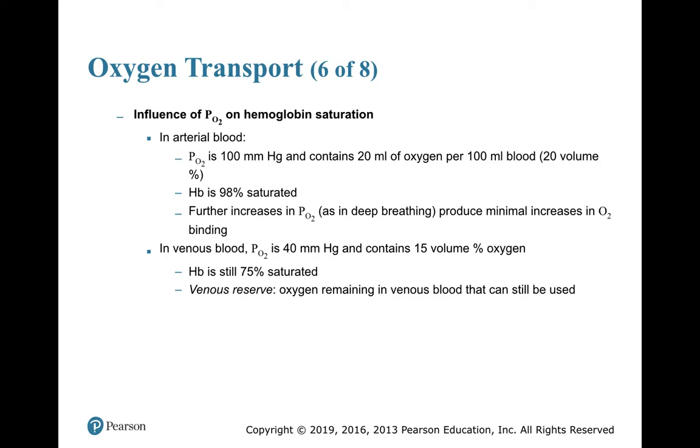In the venous blood, the partial pressure of oxygen is 40 millimeters of mercury, and it has only about 15% of the volume that it would have in arterial blood. But that doesn't really do a lot to the hemoglobin. The hemoglobin is still 75% saturated, and this is what we call the venous reserve, the oxygen that's in venous blood. That oxygen can still be used. This is one of the reasons that CPR is now being taught without worrying so much about breaths, because there's plenty of oxygen in the venous blood until we can get patients where they need to be.